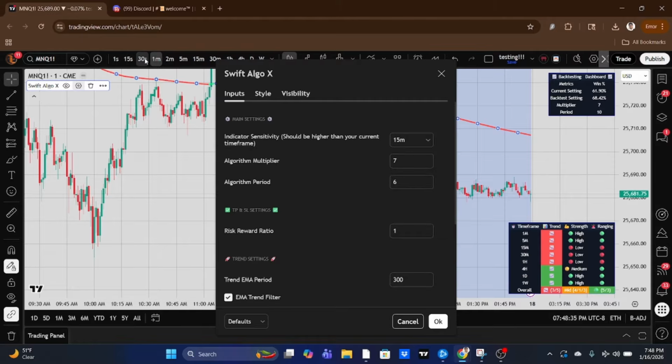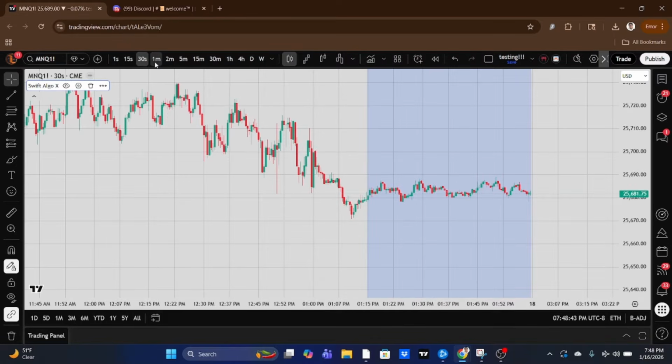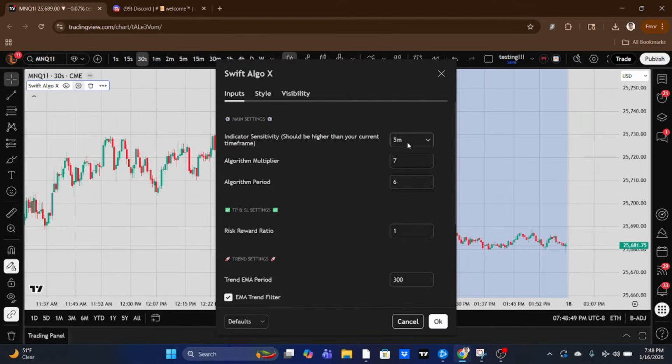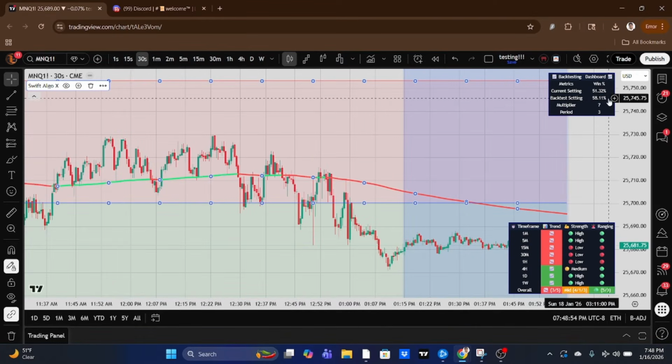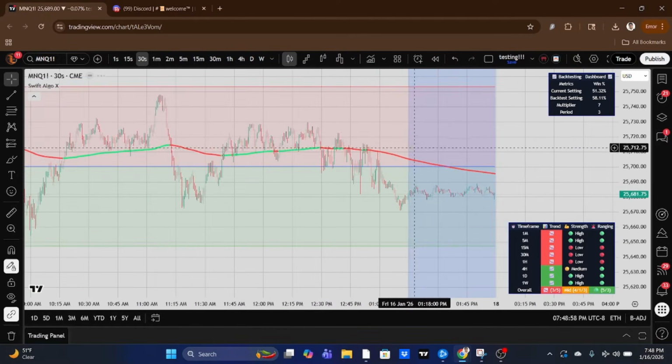And I see some traders trading on the 30-second time frame. You do need the premium plan for the 30 seconds. And then 5 minutes for the sensitivity. If you are trading gold, I see some people trade gold on the 30-second time frame, and then 5 minutes for gold. Backtest 58.11%.